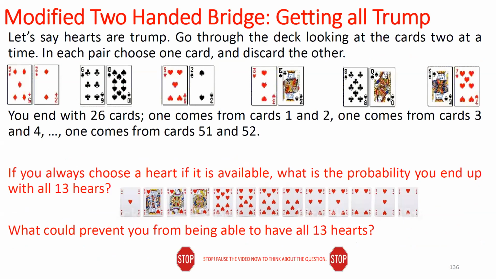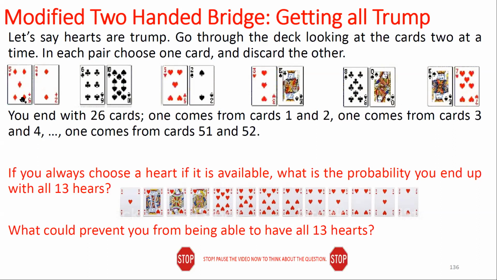So here's a game. It's a modified version of two-handed bridge. So let's say hearts are trump. We're going to go through the deck looking at the cards 2 at a time, and you get to choose which card you want. So you choose one card and you dump the other. Now there's 52 cards in the deck. So if you do this, how many cards will you have in your hand? 26. So it's a little bit more than the normal 13. We'll let you have 26 cards. We want to know, what is the probability that you can end up with all 13 hearts?